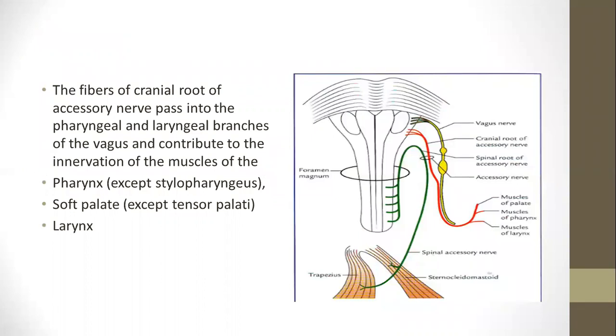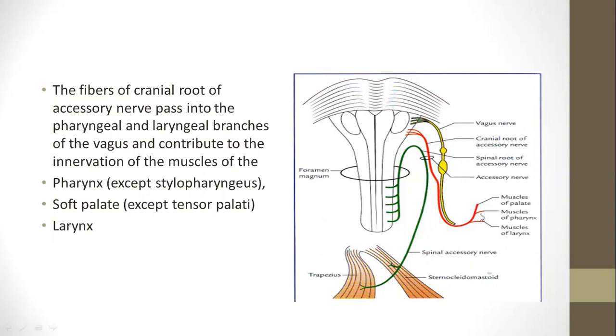The fibers of the cranial root of the accessory nerve pass through the pharyngeal and laryngeal plexus of the vagus nerve. This is the vagus nerve. Through the pharyngeal and laryngeal plexus of the vagus, it contributes to innervation of the muscles of the palate, except tensor palati, muscles of the pharynx, except stylopharyngeus, and muscles of the larynx, basically the intrinsic muscles, through the pharyngeal plexus. This is all about the cranial root.